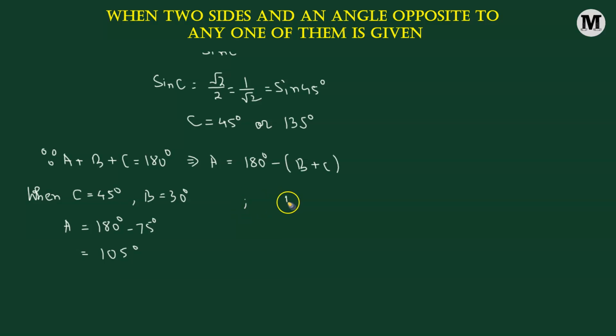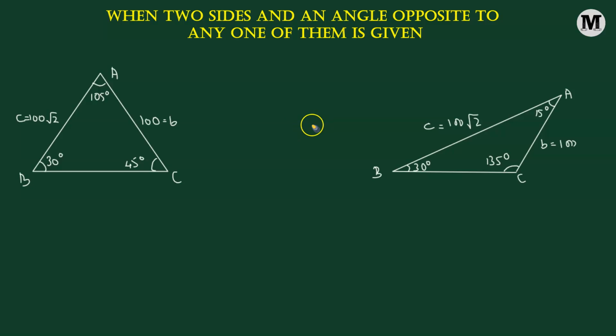And the other case is when we have C equals 135 degrees. Of course B is still fixed at 30 degrees. Then in that case, angle A comes out to be 180 degrees minus 165 degrees. That gives us 15 degrees. So we have obtained the measure of angle A. Let's now sketch the two triangles. These two triangles are not drawn to scale. Our final goal will be to find out the measure of the side A.